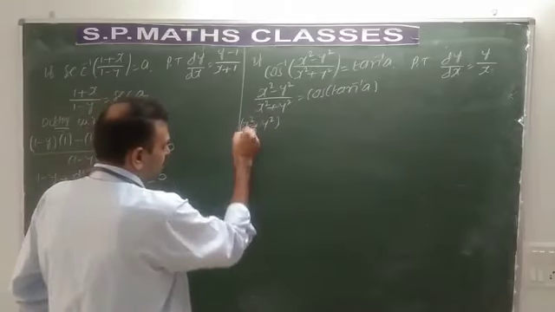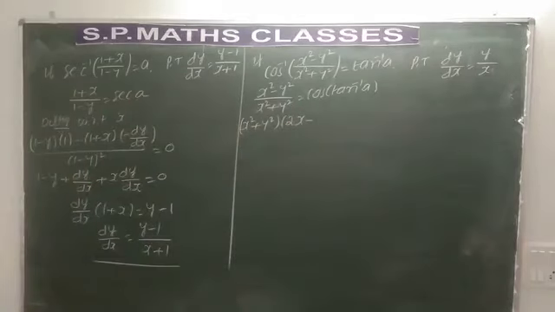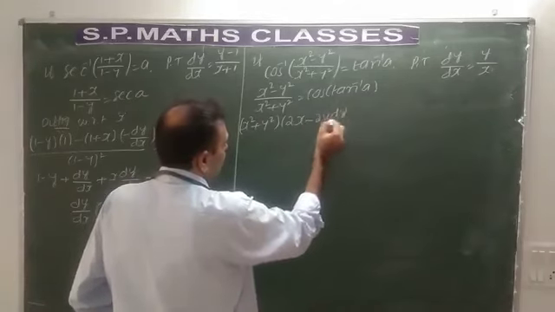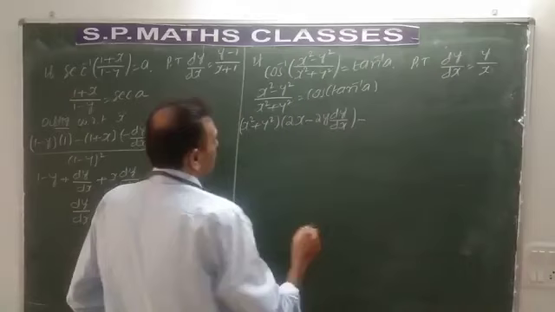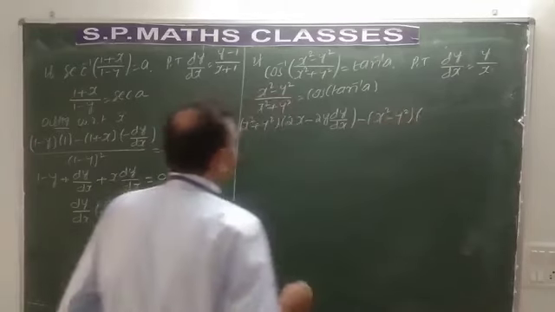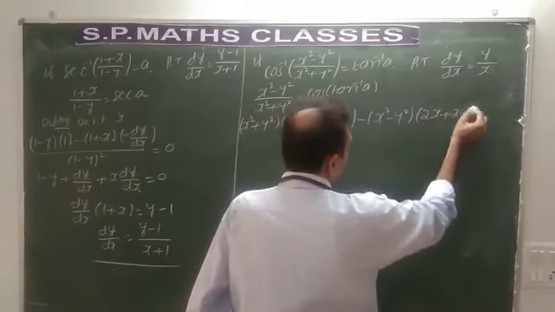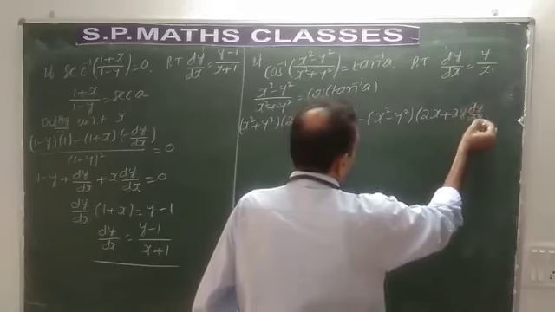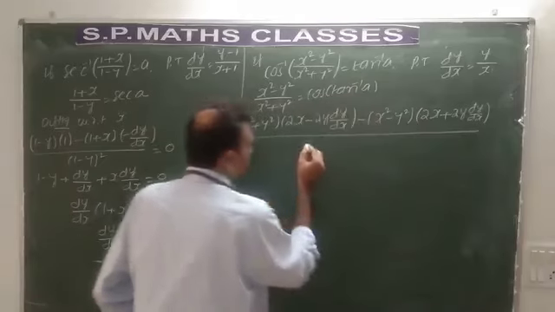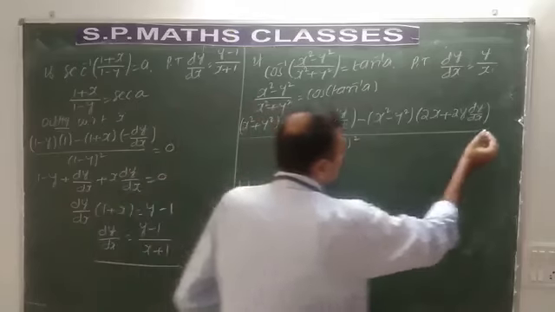Denominator, derivative of numerator. Derivative of x squared is 2x. Derivative of y squared is 2y into dy by dx. Minus numerator (x squared minus y squared), derivative of denominator, it is 2x plus 2y into dy by dx, divided by denominator the whole square. What is that denominator the whole square? (x squared plus y squared) the whole square.